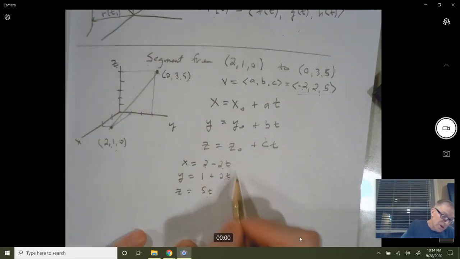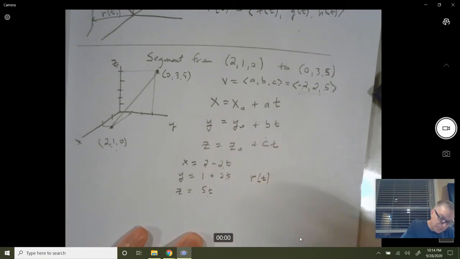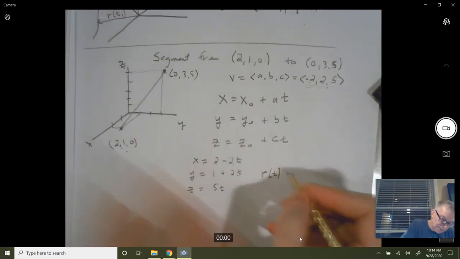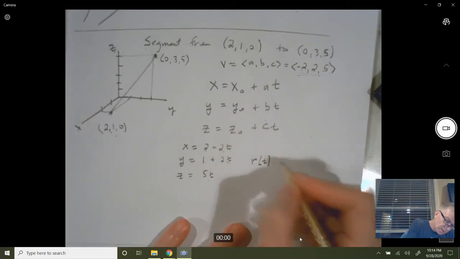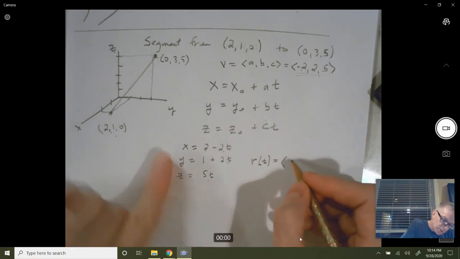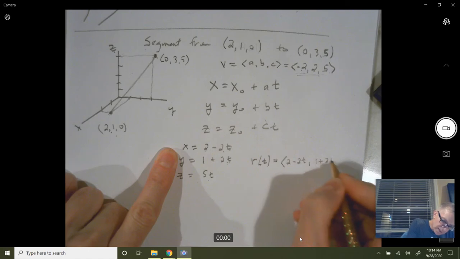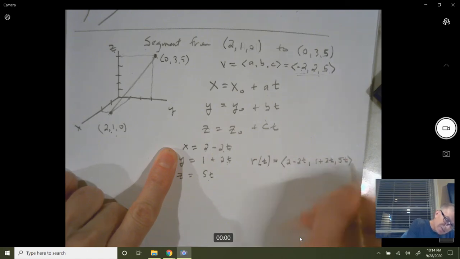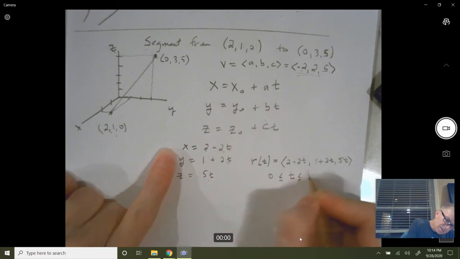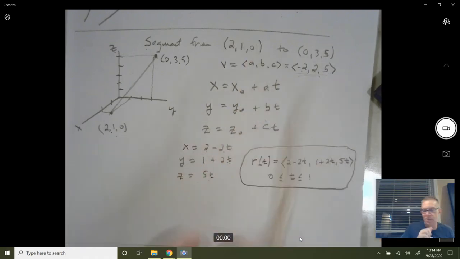So this is our parametric equation of a line. The vector equation of the line, r of t, the line segment, since we only want to go from this point to this point. If we don't limit the t values, then it's a full line. But since we just want a line segment, I'm going to use the three components, 2 minus 2t, 1 plus 2t, and 5t. But now to limit to a segment, we want t to go from 0 to 1. That's going to give us the line segment from this point to this point.